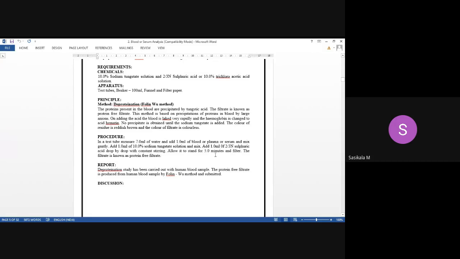Allow it to stand for 5 minutes and then filter. The filtrate is known as protein-free filtrate. So this is how deproteination is carried out with a human blood sample, and the protein-free filtrate is produced from the human blood sample by the Folin tungstate method. So you need to report like this.